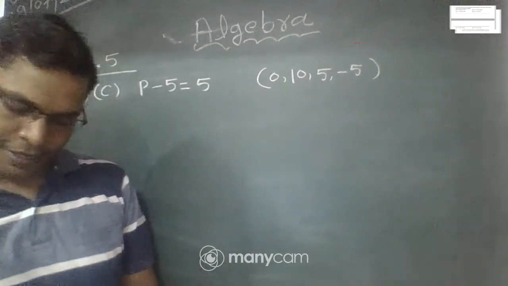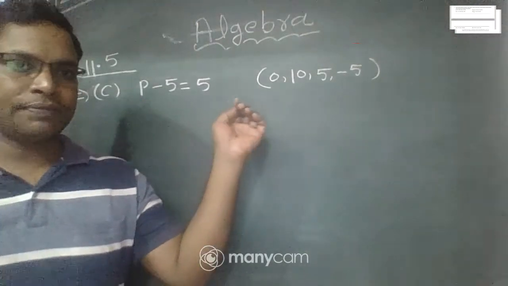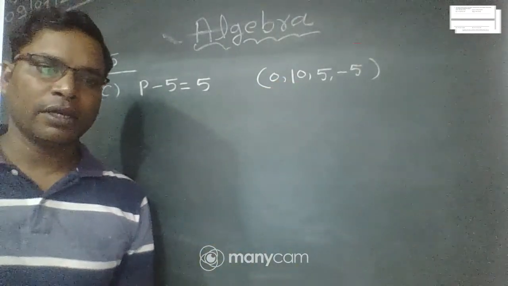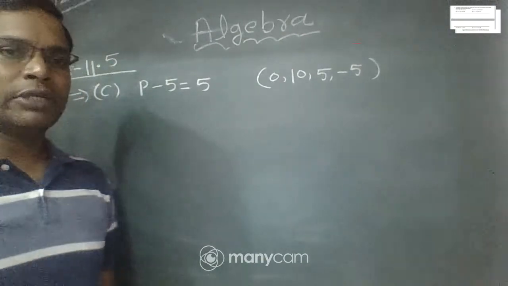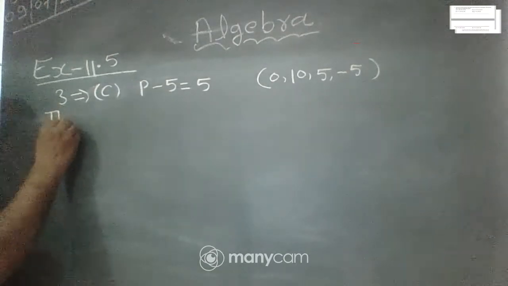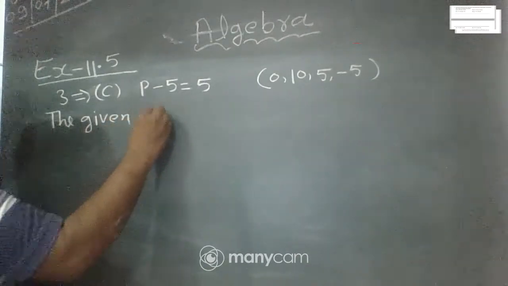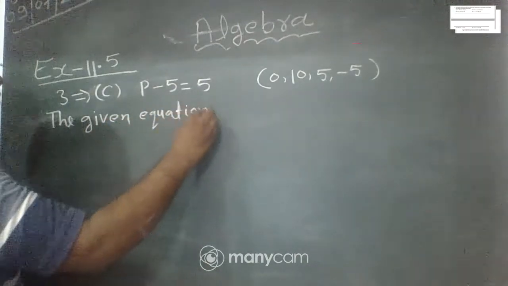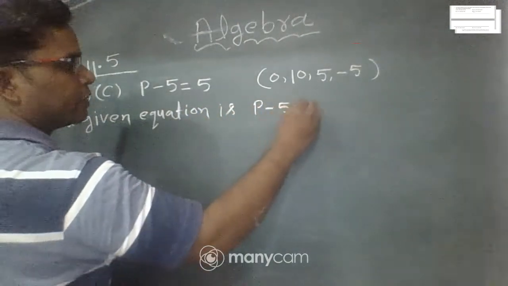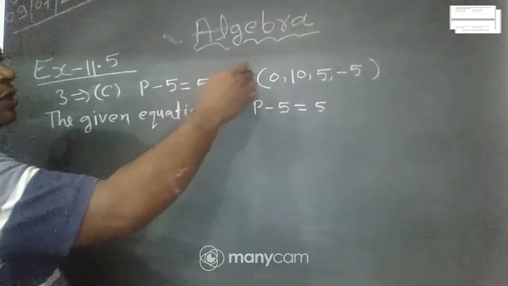So student, this is part C. p minus 5 is equal to 5, and the given possible values of p are 0, 10, 5, minus 5. Okay. So first we write the given equation: p minus 5 is equal to 5. Okay, so we take the value of p one by one.